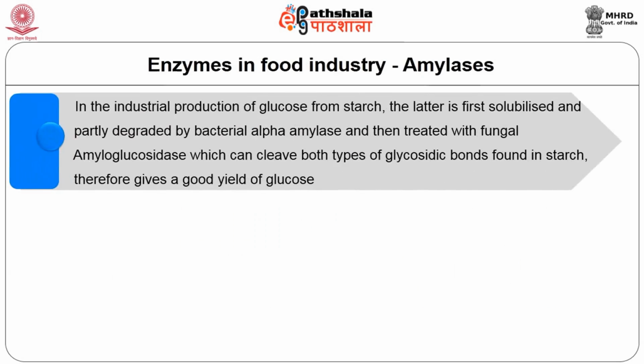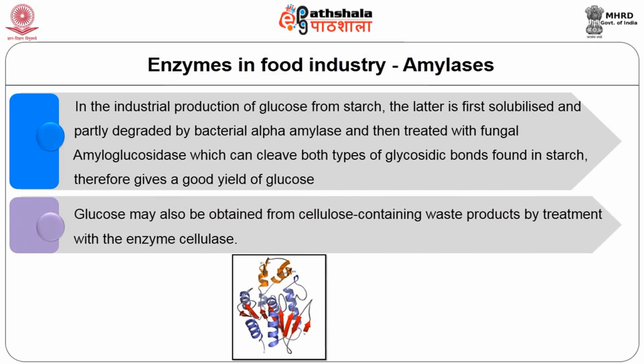In the industrial production of glucose from starch, the latter is first solubilized and partly degraded by bacterial alpha amylase and then treated with fungal amyloglucosidase, which can cleave both types of glycosidic bonds found in starch, and therefore gives a good yield of glucose. Glucose may also be obtained from cellulose-containing waste products by treatment with the enzyme cellulase.